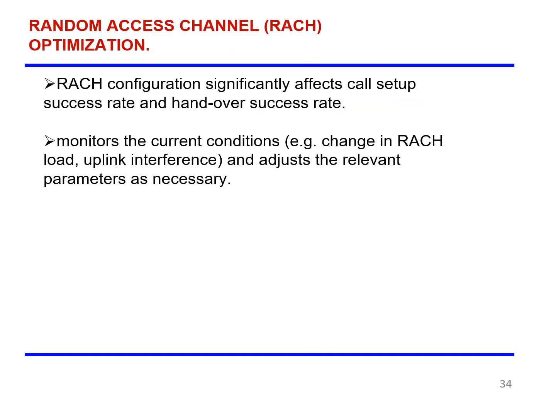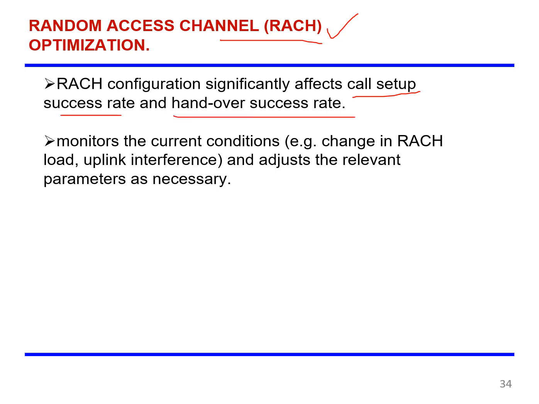And another important optimization activity the CCO and SON can do is RACH optimization. As we know, a random access channel is required to make the channel request. These are very important control channels, and they need to be improved, because whenever RACH performance is good, the call setup success rate will be better and the handover success rate will be better, obviously.